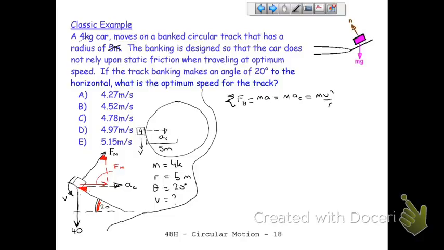So I look at this and I go, this is Fn sine 20. I can just see that. Again, if you're struggling with components, you've got to come and see me. Okay? So there's this 40 that has no component horizontally. So I go plus Fn sine 20 is equal to 4, that's kilograms, times v squared over r, and r is 5.